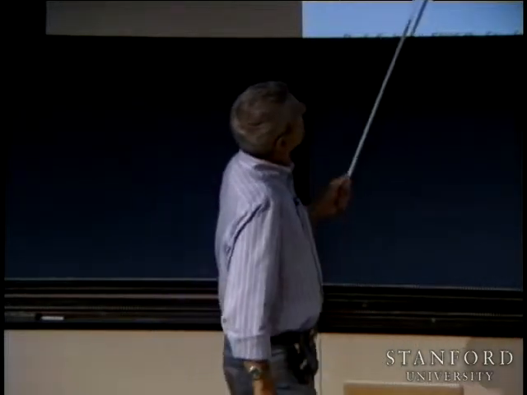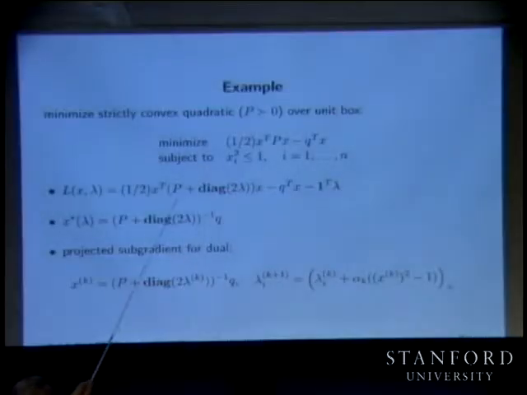Okay. So here's the Lagrangian, and indeed it is positive definite. It's a positive definite quadratic function for each value of lambda, because you don't even need this part. It's positive definite already here. And so here's x star. This is p plus diag of 2 lambda, inverse, times q. And the projected subgradient method for the dual just looks like that.